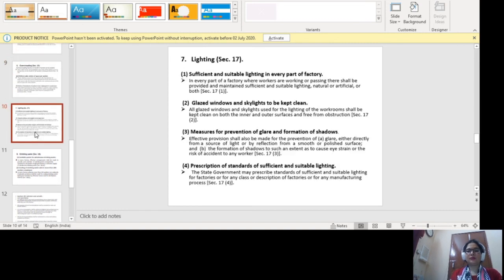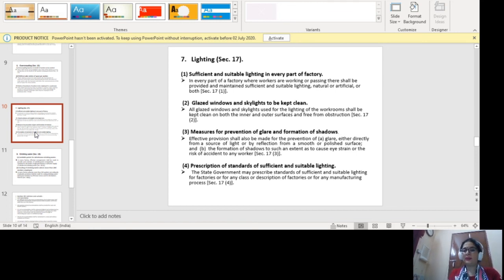Now, next comes lighting. These provisions are provided in Section 17 of the Factories Act 1948. Lighting means sufficient and suitable lighting in every part of the factory. Glazed windows and skylights are to be kept clean. Measures for prevention of glare and formation of shadows should be there. Prescription of standards of sufficient and suitable lighting should also be there.